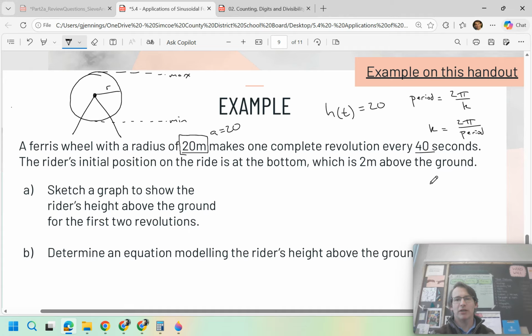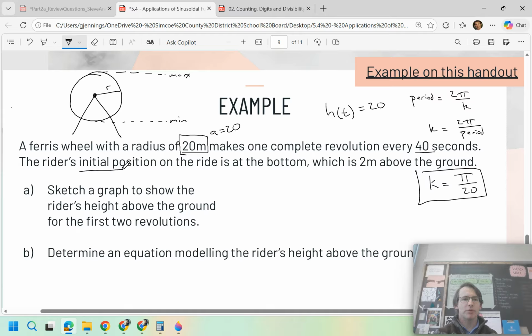So what's our k value in this equation? Just pi on 20, Mr. Jennings. Oh, good job, student who is locked in. Yeah, pi over 20. Because if you have 2 over 40, that's the same thing as 1 over 20. So let's keep going.